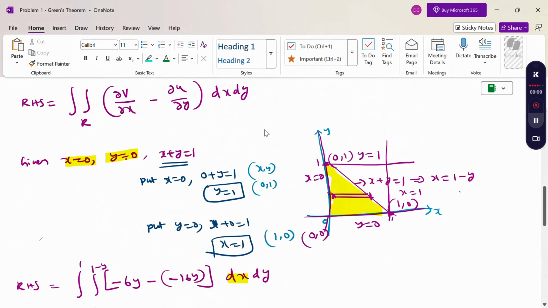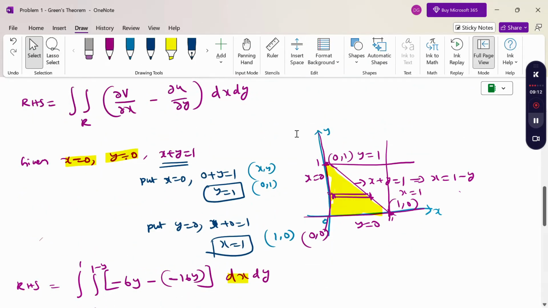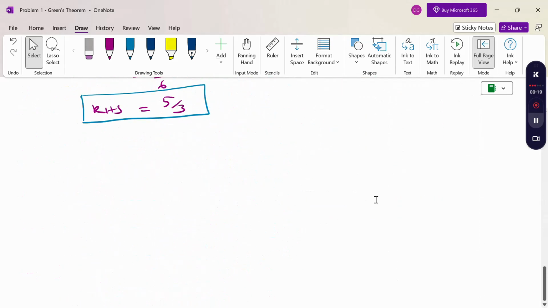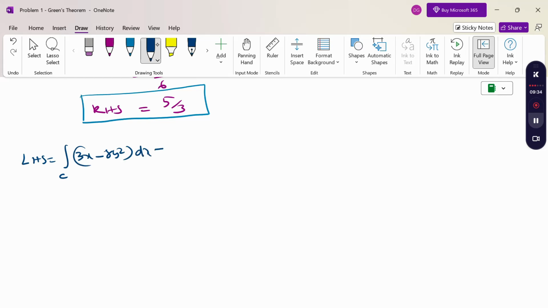Now I am taking this picture. So now the left hand side. Now taking the left hand side. What is the left hand side? Left hand side equals the integral over C of (3x - 8y square) dx plus (4y - 6xy) dy.